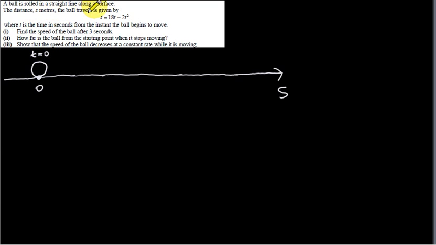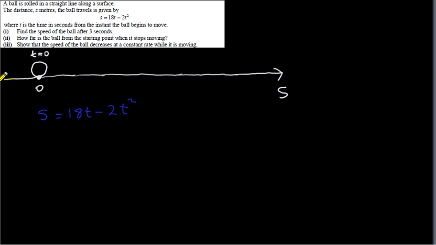A ball is rolled in a straight line along a surface. So here's the surface. This line represents the surface. The distance s meters the ball travels is given by s equals 18t minus 2t squared. So we have a formula that gives s, distance, as a function of time.